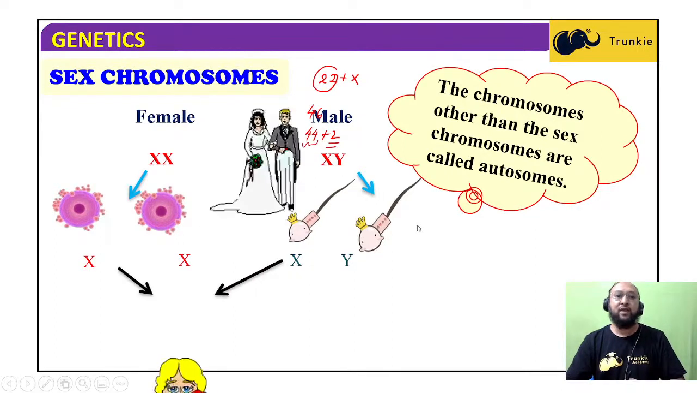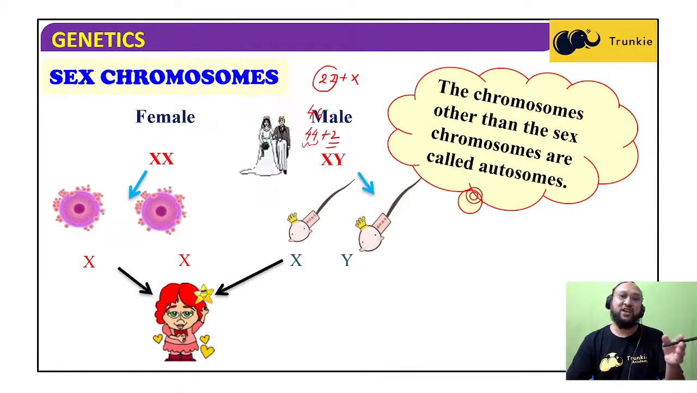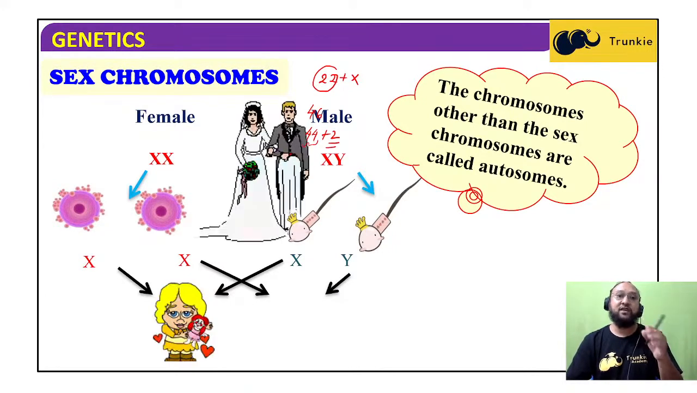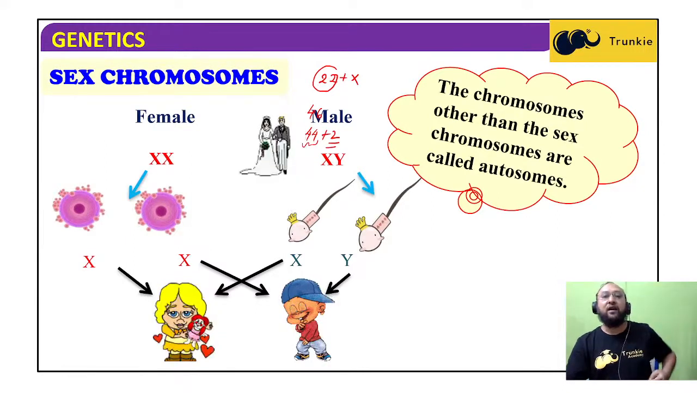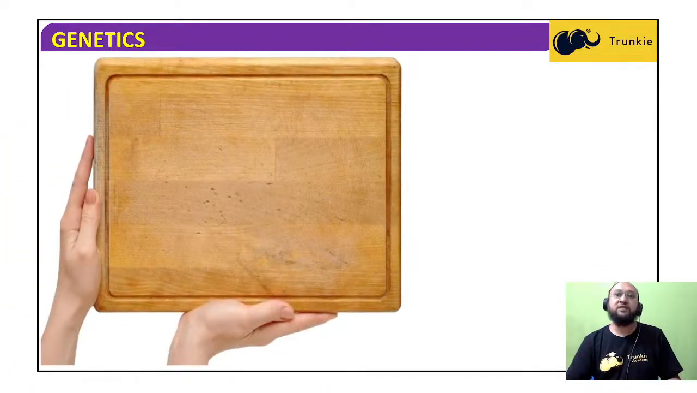Now when they join, for example, if the X fertilizes the X of the egg cell of the female, then it will be a girl child, and if the Y chromosome fertilizes the ovum or egg cell, then it will be a boy. The child will be a boy. Now this is how sex is determined.